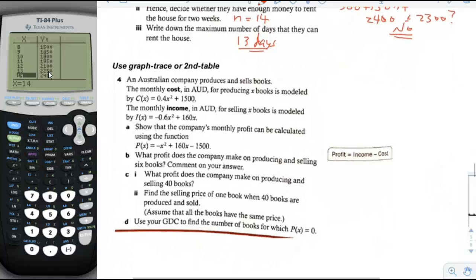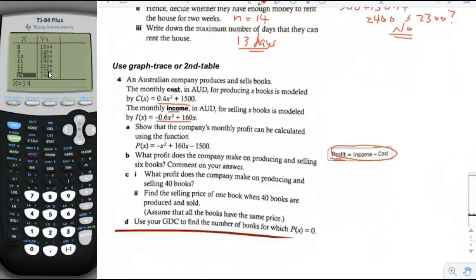Last problem on this page, number 4. An Australian company produces and sells books. The monthly cost in Australian dollars for producing x books is modeled by this complicated equation here. The monthly income in Australian dollars for selling x books is modeled by this. Okay, so this assumes that you know something about these business words, like profit equals income minus cost. They might have problems like these, so write this down in your cheat sheet.